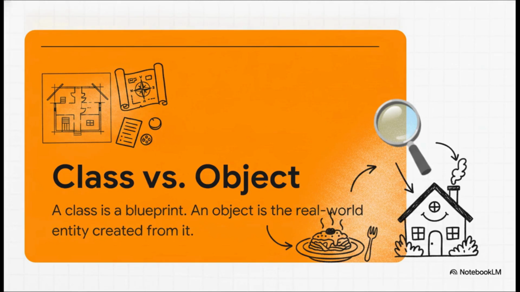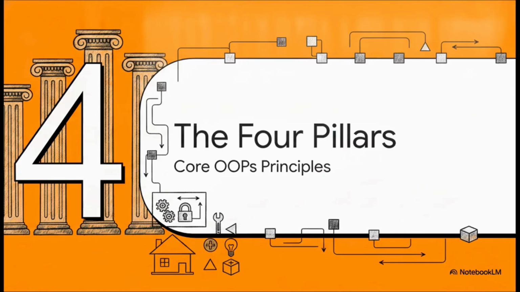The object, on the other hand, is the actual real-world entity created from that blueprint. It's the actual dish you get to eat. And this brilliantly illustrates how you can write a class just once and then use it to generate millions of unique, real customer objects. And now for our 4th and final section, the 4 pillars explained.